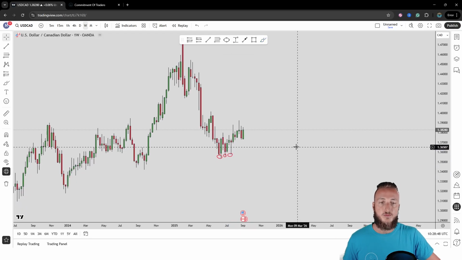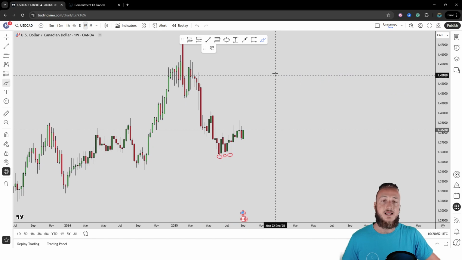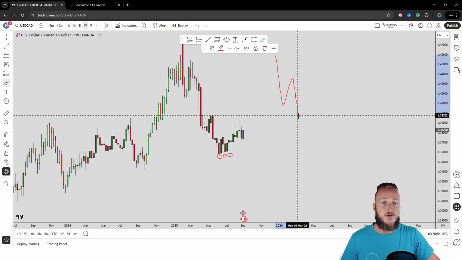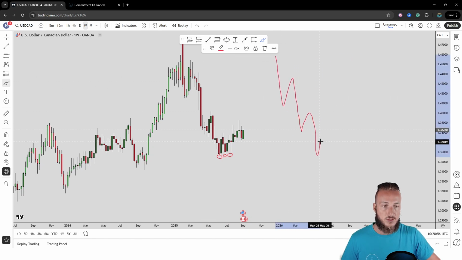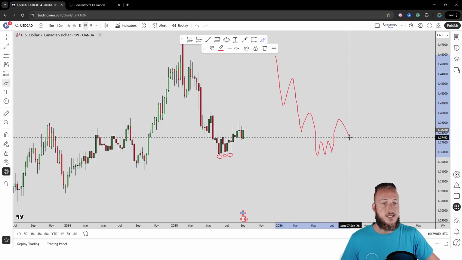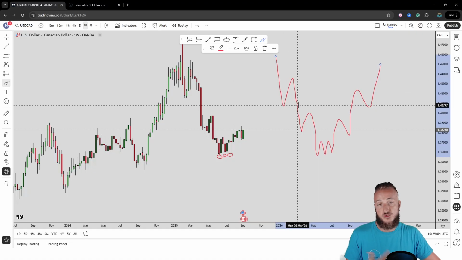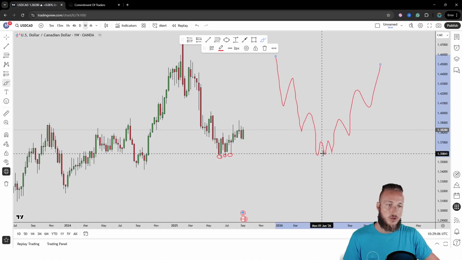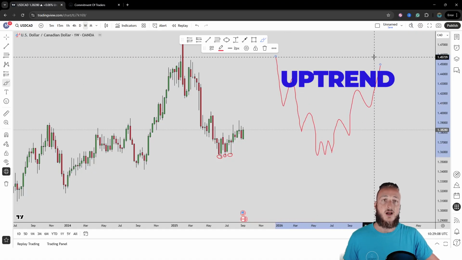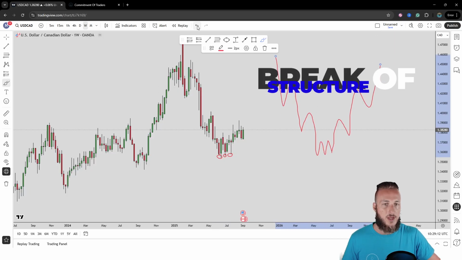Now, this is a triple bottom scenario, and usually when you see such a pattern, it means that sellers have already not managed to bring the price lower, and after the triple bottom, what you expect is an inversion of trend. So you essentially expect the market to shift from the creation of lower lows and lower highs to the creation of higher highs and higher lows. So you expect a break of structure to the upside.